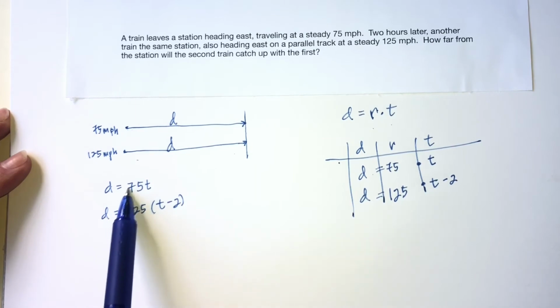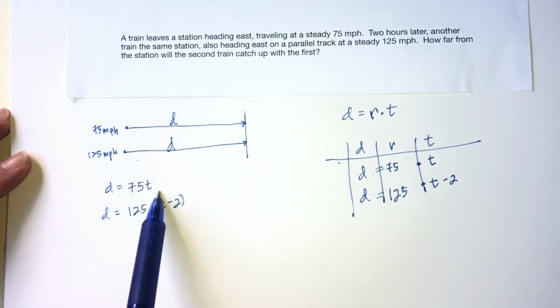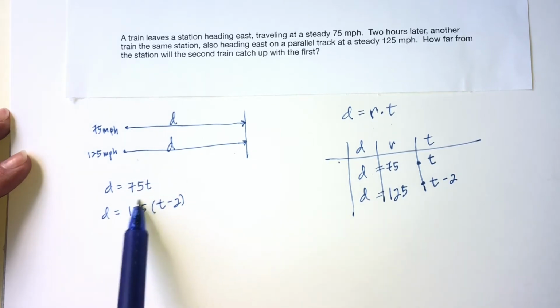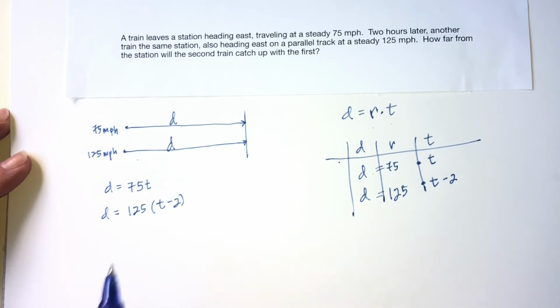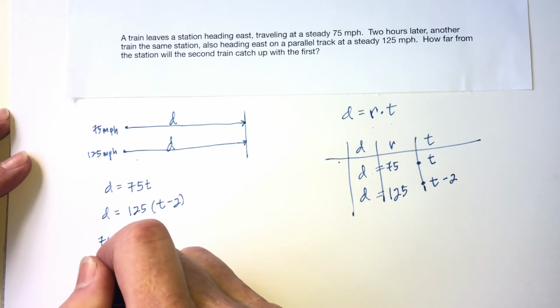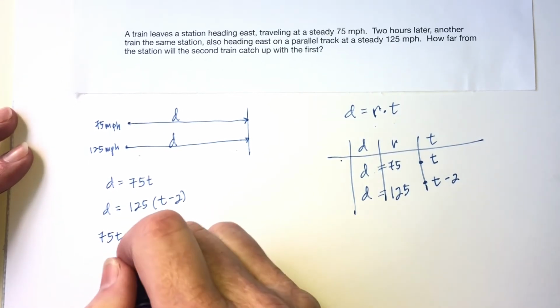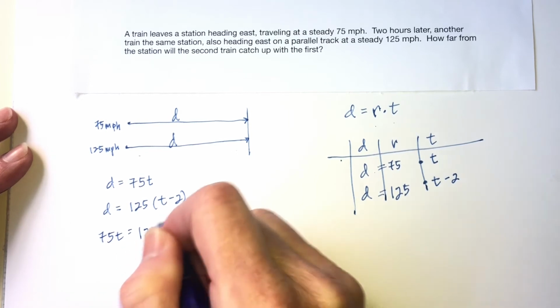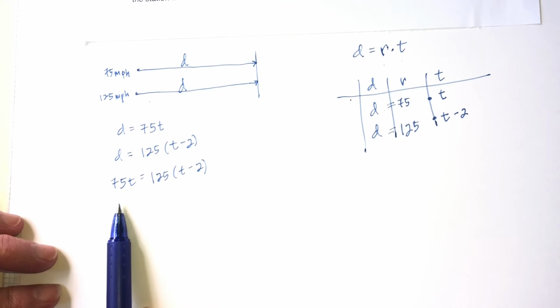So once we have these two equations, they're both equal to d, we can set this 75t equal to this 125 times the quantity t minus 2, because they're each equal to d. So we can write that 75t equals 125 times the quantity t minus 2. So now we have this equation, and it's got the variable t in it. So we want to simplify it as our next step.